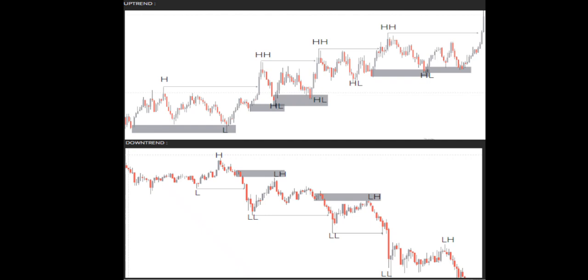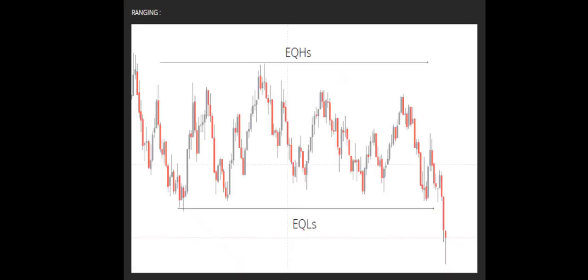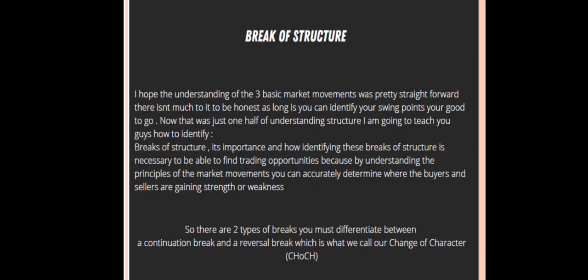So this one is a ranging market. It has equal highs and equal lows. We don't trade in this kind of market. It is too noisy, so we don't consider this kind of market. Then the other thing that you really need to familiarize yourself with is BOS.